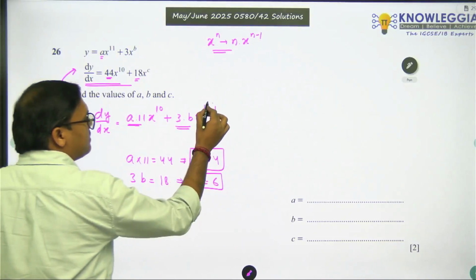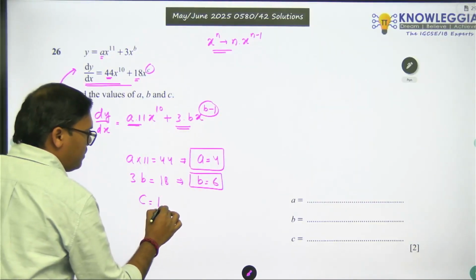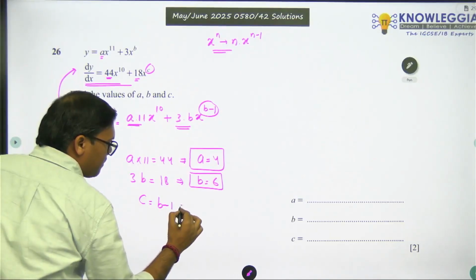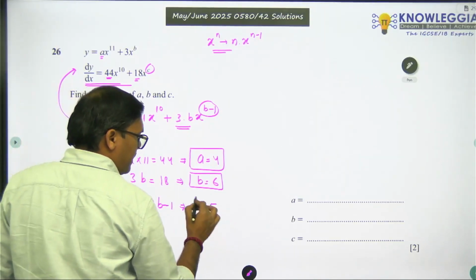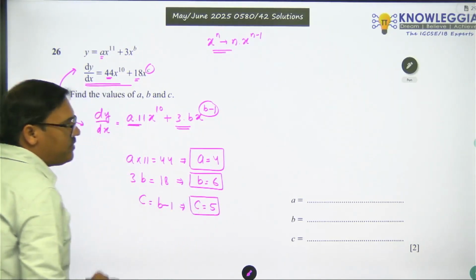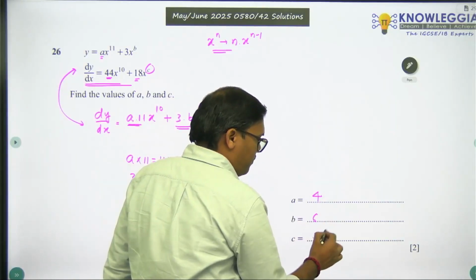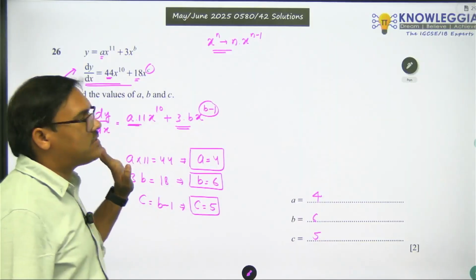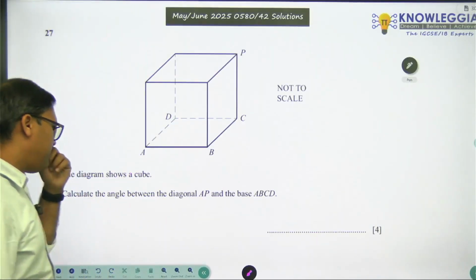Now this value should be equal to c. So that means c is equal to b minus 1. So if c is equal to b minus 1 and b is 6, what is the value of c? This is equal to 6 minus 1, which is 5. So what are the values of a, b, c? 4, 6, 5. 4, 6, 5 is the answer for this question. Okay, so this one is again a simple question, just on differentiation. Okay, next question.